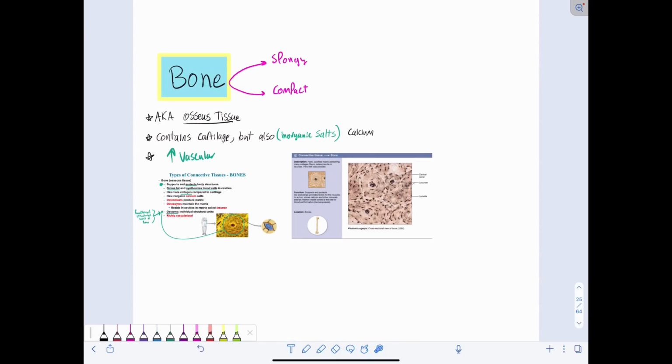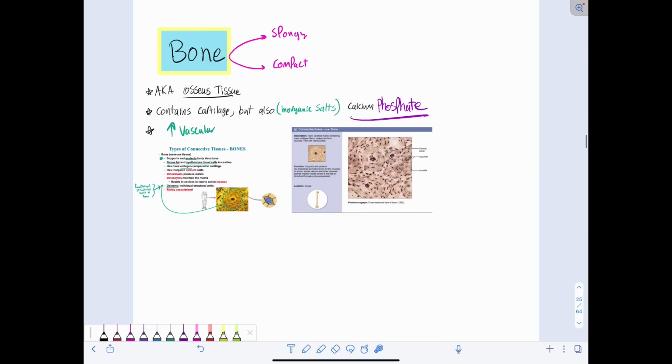The last type of supportive tissue is bone. When we talk about the skeletal system, we talk more about spongy and compact bone. But for now, just understand that bone is a type of connective tissue, and it's also known as osseous tissue. It has cartilage that's ossified, but also inorganic salts, like calcium phosphate, that make it really tough. It makes it hard, basically. If we're talking about compact bone especially, it is highly vascular, of course. That's where the majority of your blood cells are made.